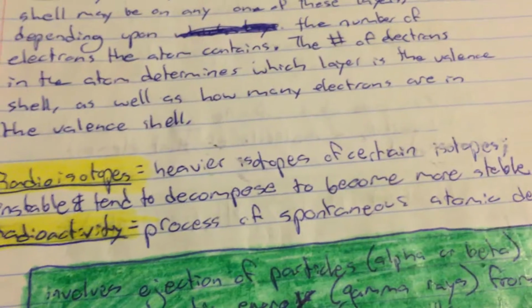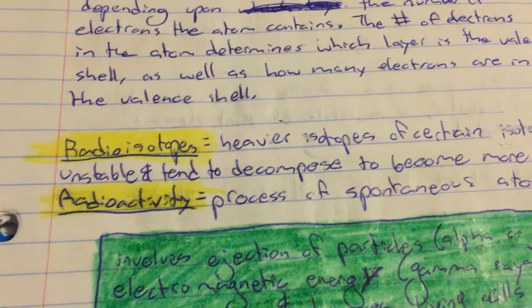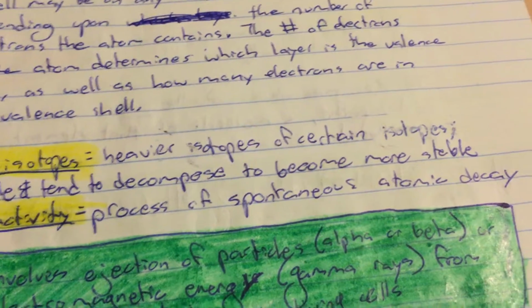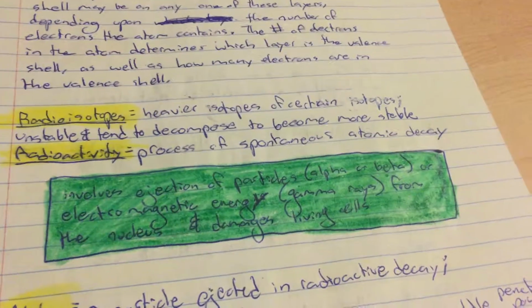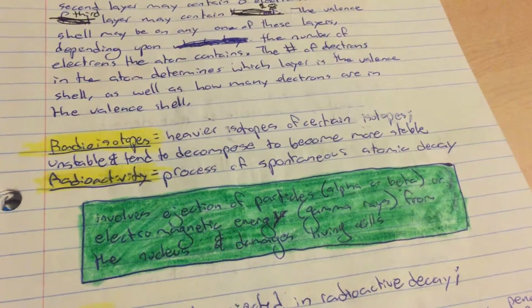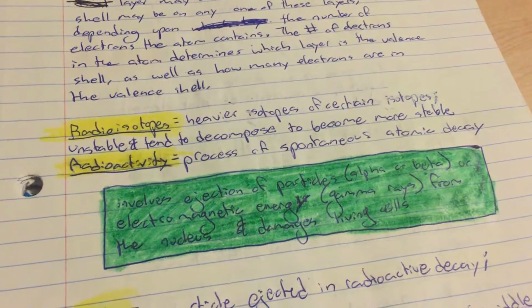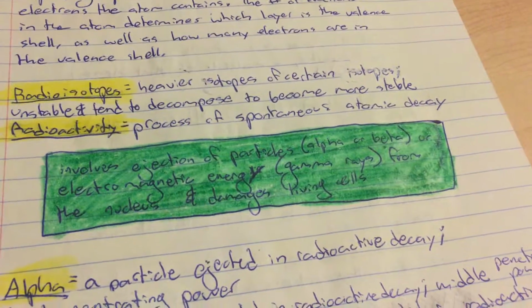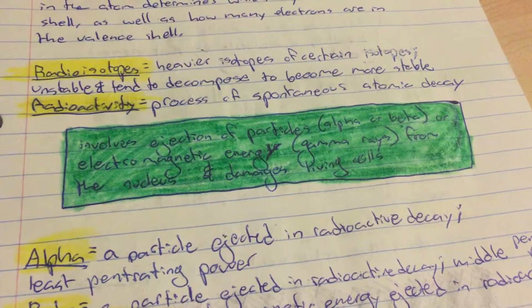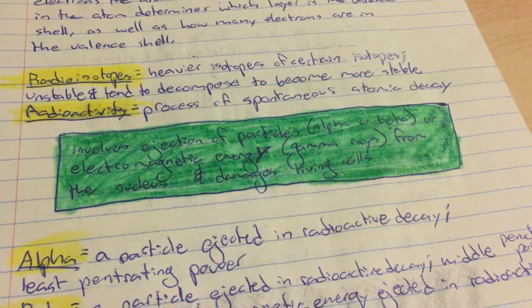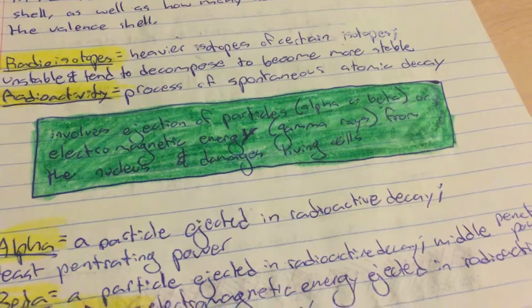Radioisotopes. Heavier isotopes of certain elements are unstable and tend to decompose to become more stable. Radioactivity is the spontaneous atomic decay. This involves ejection of particles, alpha or beta, or electromagnetic energy, gamma rays, from the nucleus and damages living cells.